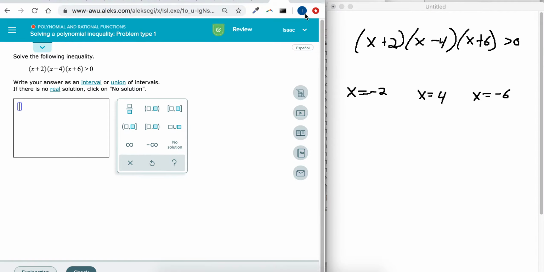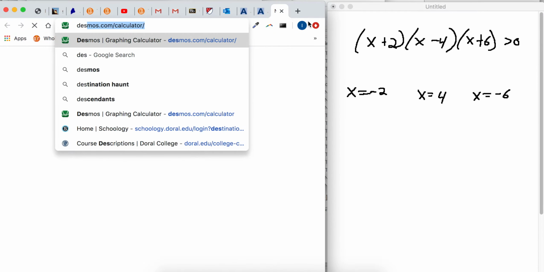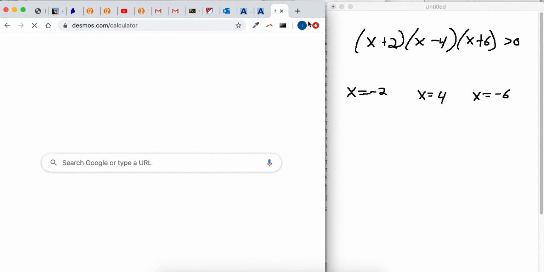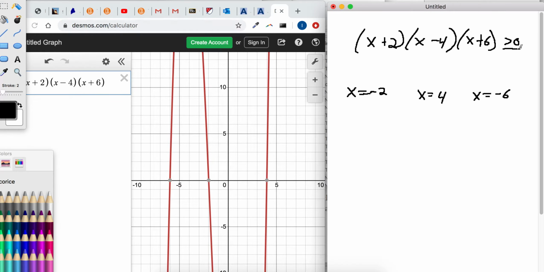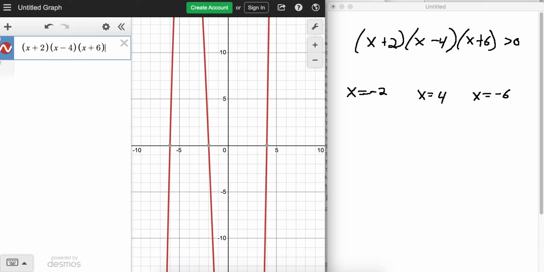Or what you could do, knowing these numbers, is go to Desmos and plug in the left side, okay, and that helps us know where the graph is greater than 0. So look, the values of the graph are greater than 0 between -6 and -2. Those are all positive numbers. And it's also greater than 0 between 4 and everything beyond 4. So that's going to be our solution.